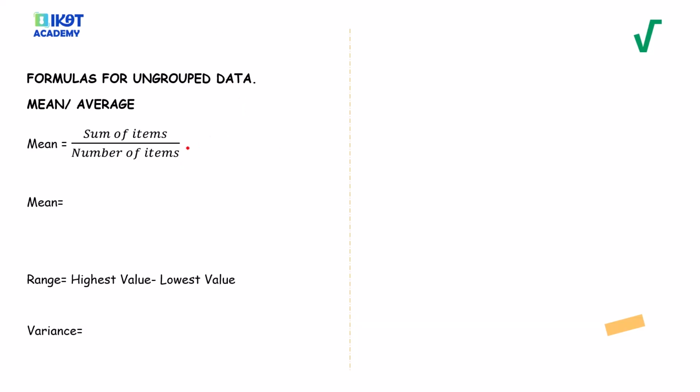Okay, so now we are continuing with ungrouped data. So this is for this. We've seen this formula before, that the mean, actually the mean can also be called average, is equal to the sum of items out of the total number of items.